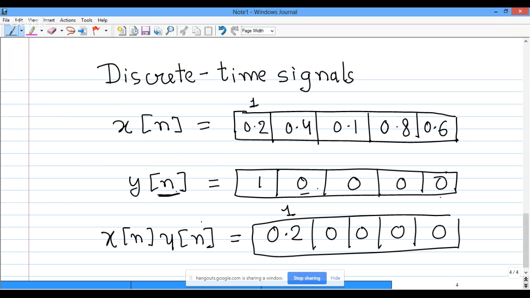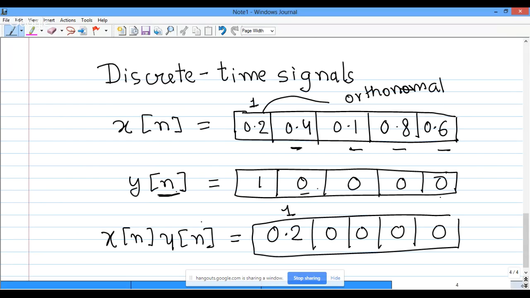And this is one orthonormal or orthogonal dimension of the signal. Secondly, this is the second orthonormal or orthogonal dimension. This is the third, this is the fourth, and this is the fifth. So this discrete time signal, as you can see, has 5 orthonormal dimensions.